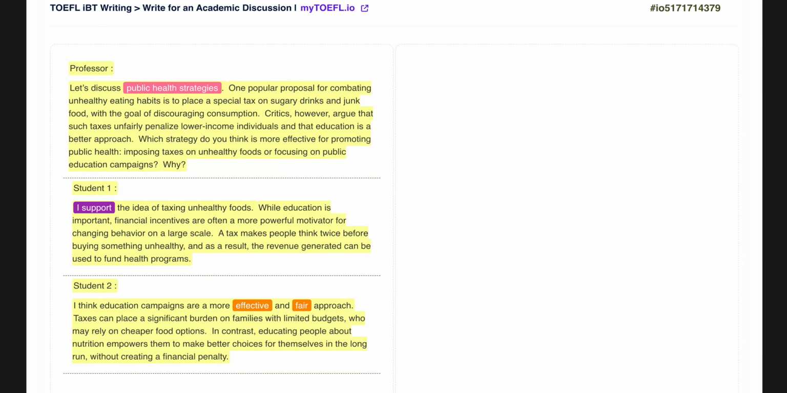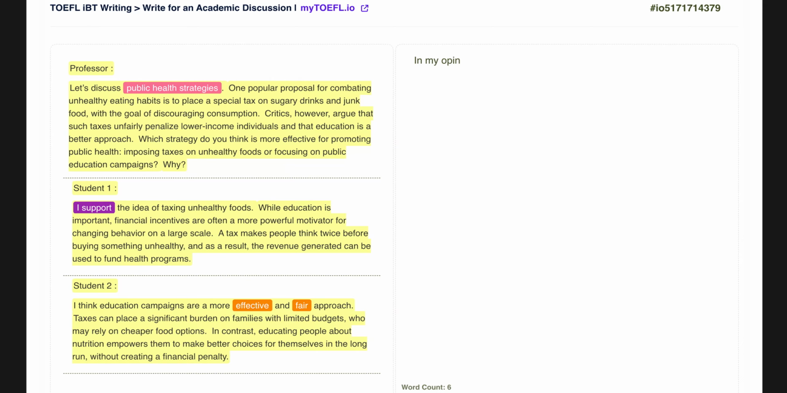Our first step is to pick a side and state it clearly. We want to show the professor that we have considered both education and taxation, but we believe one is superior. Let's start with a strong academic opening sentence. In my opinion, while public education is a commendable long-term goal, implementing taxes on unhealthy products is a more immediate and effective solution to the growing obesity crisis.